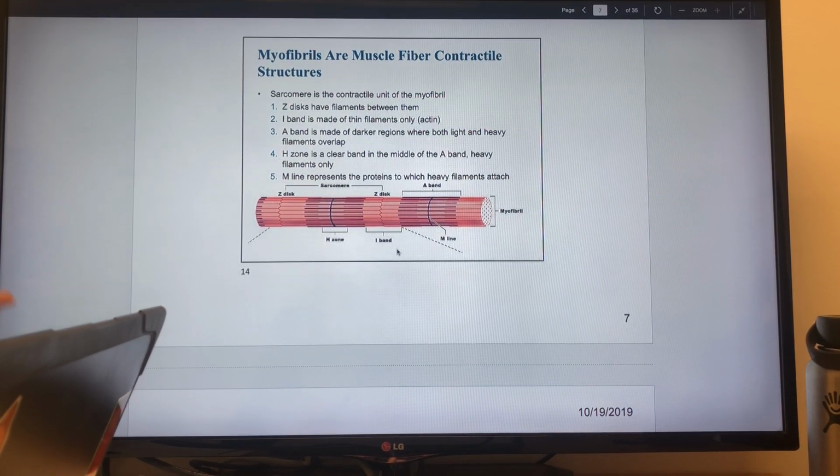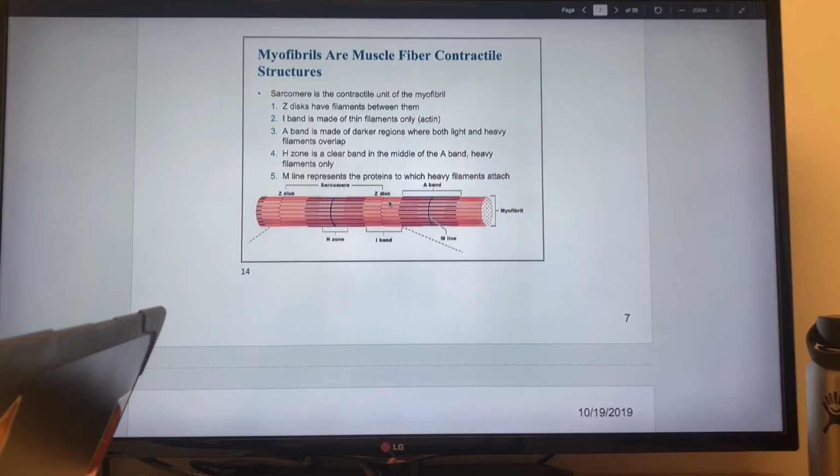You will actually have to know all of these zones for the exam. She mentioned it like twice in her video, so I made sure to write that down, that you actually have to know the zones. So it's very easy to remember. From one Z-disc to another Z-disc, that's your sarcomere, aka a what? What did sarcomere stand for? You can look at your notes.